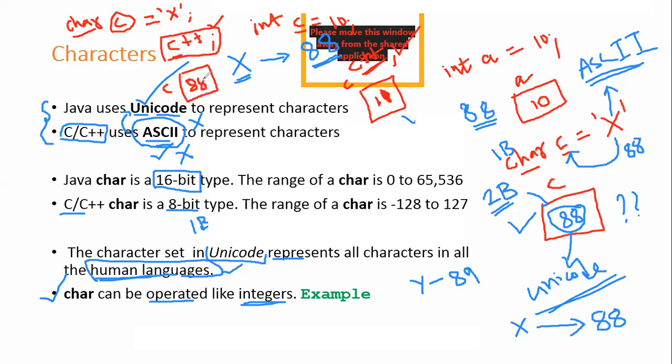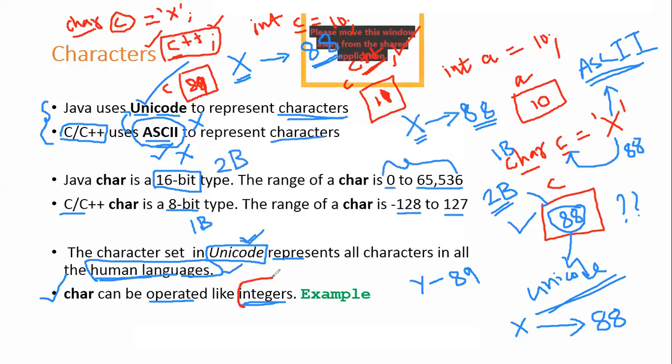So now I'm trying to increment, that is C++. From 88, I'm changing to 89. So therefore, I can perform arithmetic operations. That's what it says: a character can be operated like integers. What operations can you perform on integers? The same operations you can perform on characters.